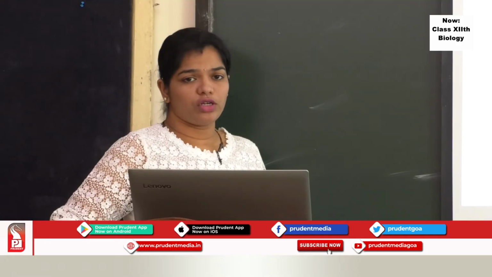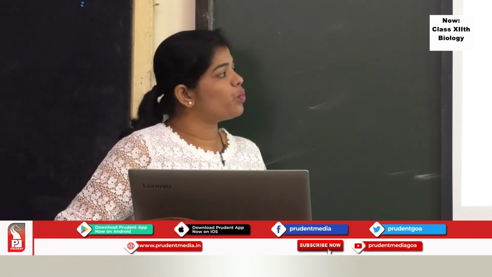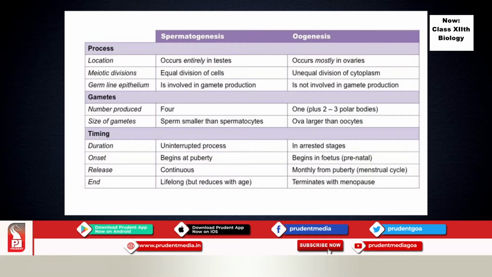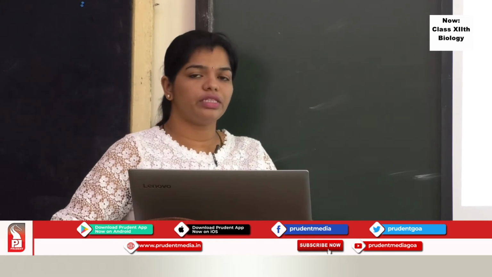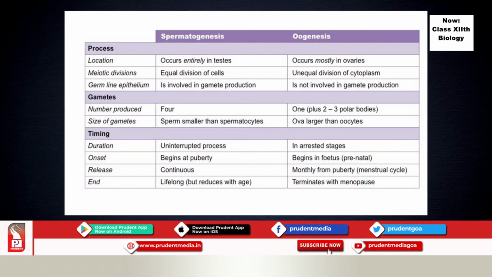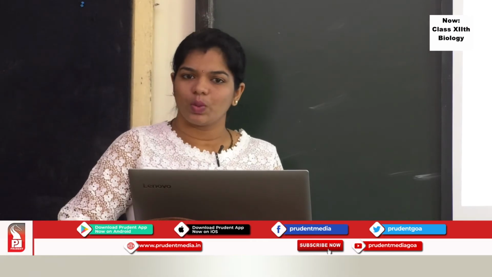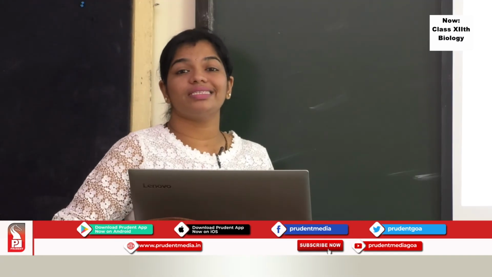Duration: spermatogenesis, once it begins at puberty, is an uninterrupted process, whereas in oogenesis you can see it is arrested at different ages or stages. First before birth, then during birth, then at puberty. So here it begins at puberty, and this begins at the prenatal stage in the fetus itself. The release of the sperm is continuous once it has started, whereas the release of the ovum is monthly from puberty. And the end of it, sperm production is lifelong.